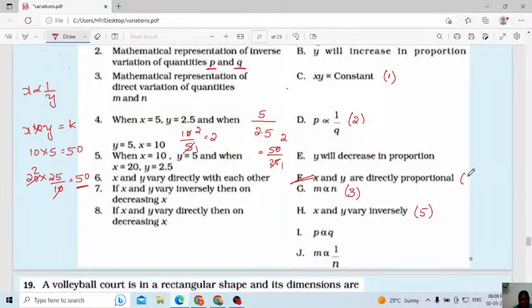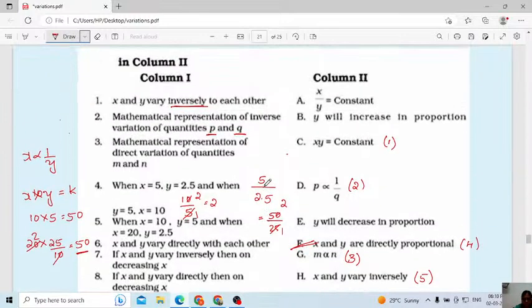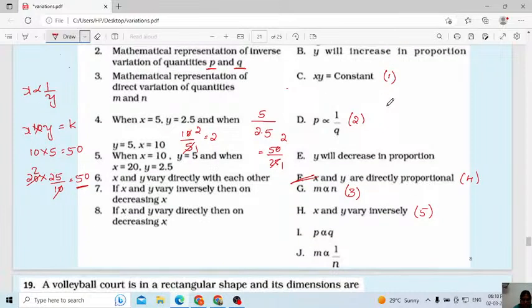Are you following, everyone? No doubt, no? You have to solve. For the sixth, what is the correct answer? A. Very good. Ahmir, yes, good. What they are asking: x and y are directly proportional with each other. What is option A? X and y are directly proportional means the ratio x by y will be constant. Then next one, x and y are inversely proportional on decreasing x.